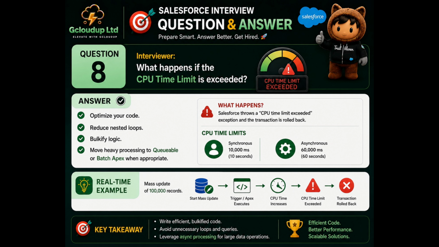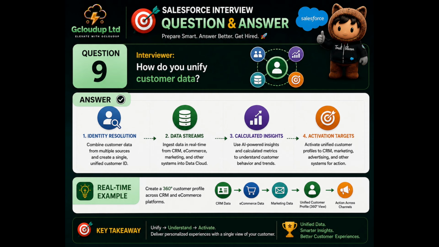The next commonly asked question is, how do you unify customer data? This question is related mostly to Salesforce Data Cloud. Customer data is unified through four major steps. First, identity resolution combines records from multiple systems. Second, data streams bring data from CRM, marketing or external platforms. Third, calculated insights generate AI-driven analytics. And finally, activation targets send the unified customer profile to different business systems.